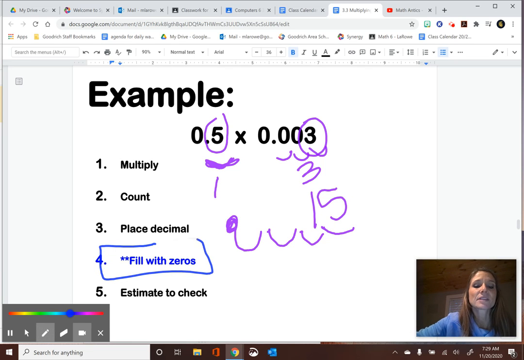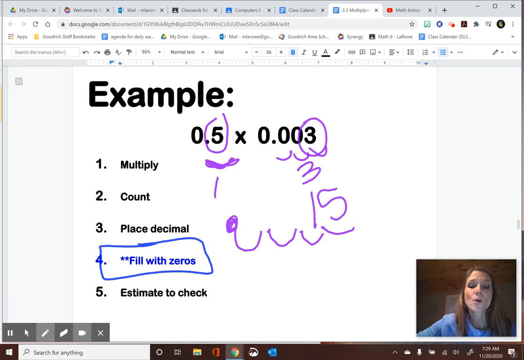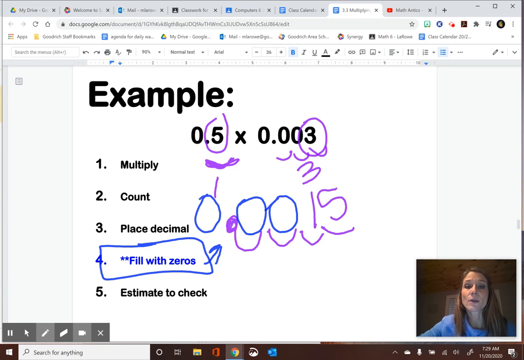In order to keep this 15 shoved way over there on the other side, I need to fill some zeros. So remind yourself that these spots are taken. Otherwise, it's going to look like 15 cents, and we really have no cents. This is less than a penny. It's so tiny. So we have to fill in with those zeros, and you can even put a zero in the ones place because there's no whole dollars either.